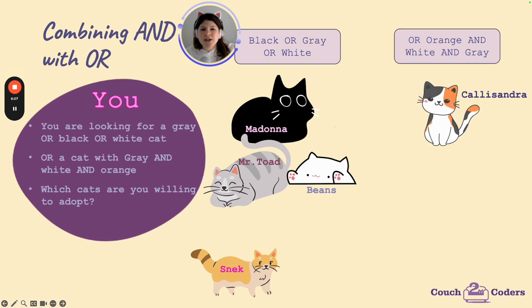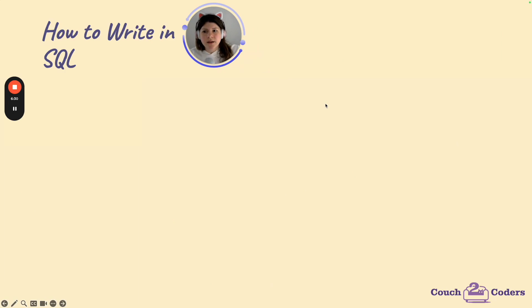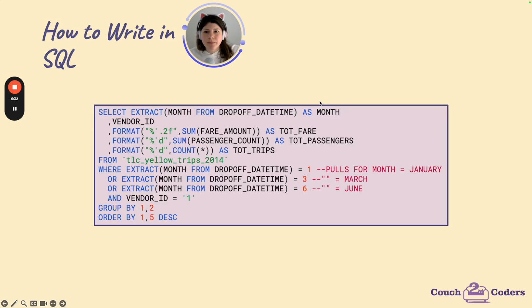And who fills the criteria for this second piece? Calasandra. So in order to combine the two criteria that we had in the previous slide with me and my best friend, you would have to say A or B or C or D. Now D happens to be three different criteria combined. How would we write this in SQL?